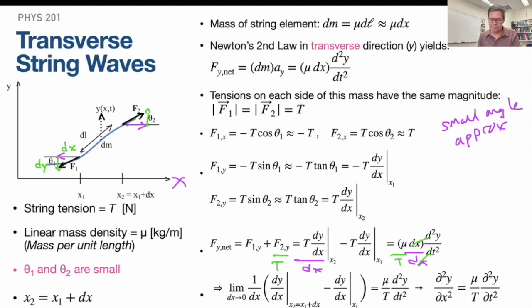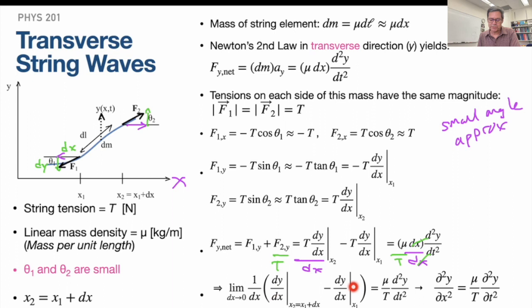So I've done that. And so I have just this thing with this limit of 1 over dx times the difference in derivatives equals now the mass density mu over the tension, because I divided by the tension. dx I already divided out on the right side, so it's equal to times d squared y dt squared. That's this right side. A little bit messy, but there you go. But it's this left part I want to discuss.